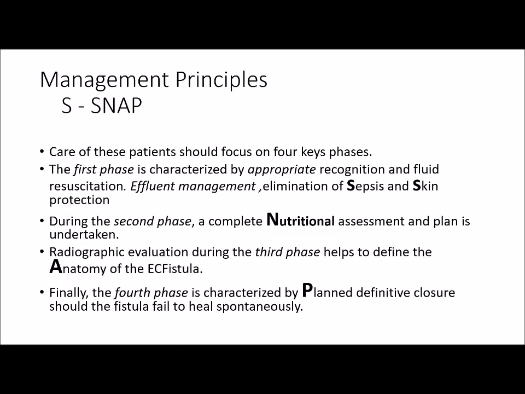You can remember SNAP, as given in Love and Bailey. It is easy to remember. Why? Because there are two S's to it: the sepsis and the skin protection. N is for the nutritional assessment, A is for the anatomy of the fistula, and P is the planned definitive closure. Once you know the anatomy, then you plan the definitive closure, right? Especially in those cases where the fistula fails to heal spontaneously.